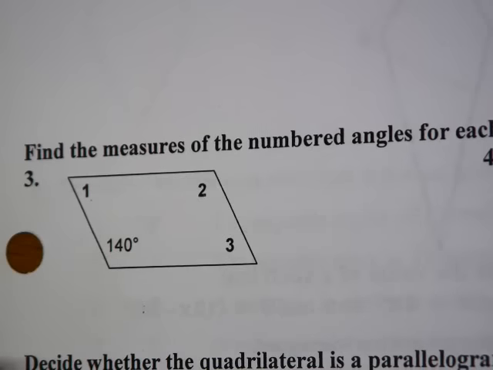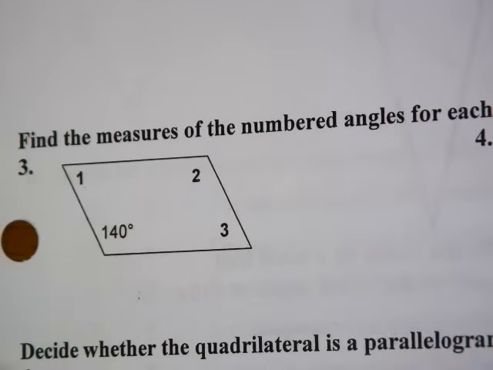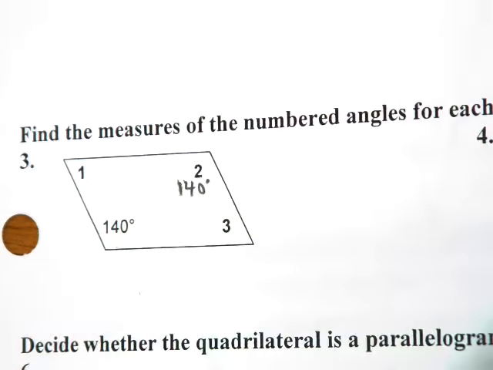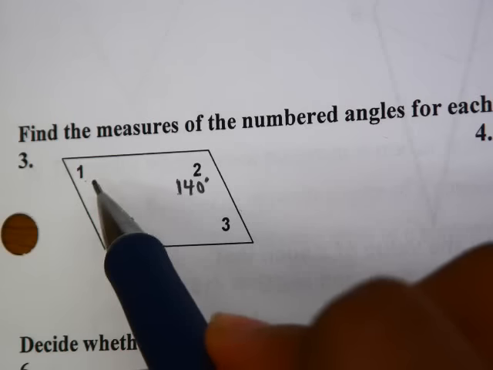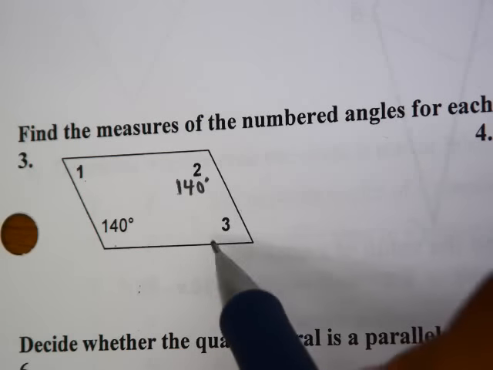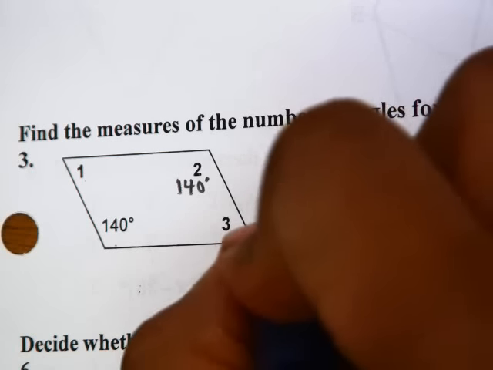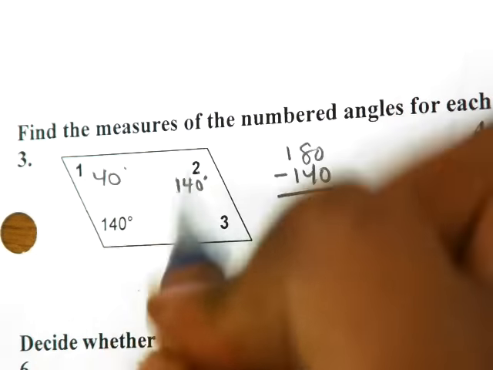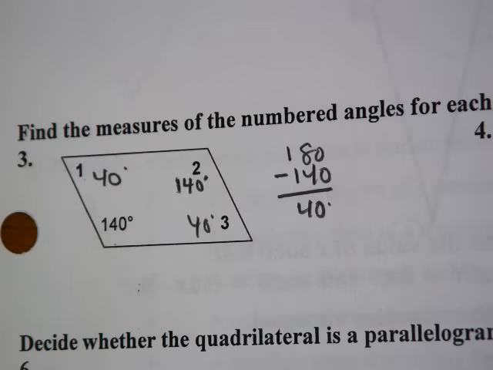And number 3, I need to find the measures of the numbered angles for each parallelogram. So these are parallelograms. One of the properties of the parallelogram is the opposite angles are congruent. So if this is already 140, this is also 140, angle 2. Another property of parallelograms is consecutive angles are supplementary. So these two angles are supplementary, these two angles are supplementary, these angles are supplementary, those angles are supplementary. So if I take 180, subtract 140, that gets me 40. So angle 1 has to be 40 to make this supplementary. And angle 3 is also 40 since opposite angles are equal to each other.